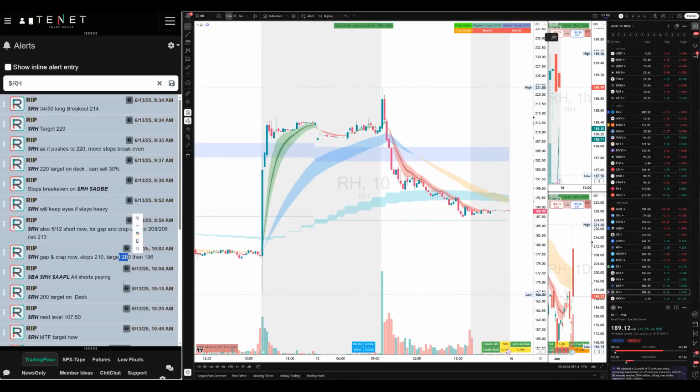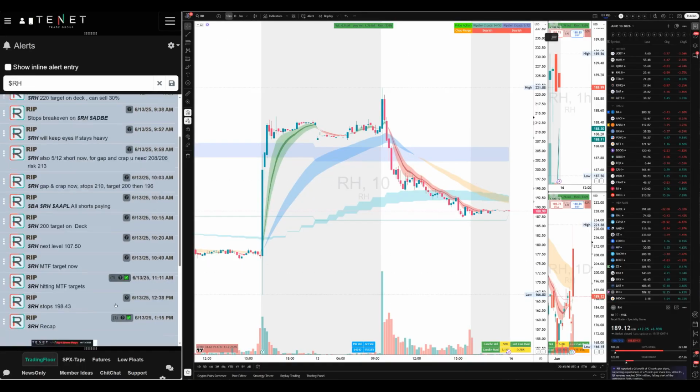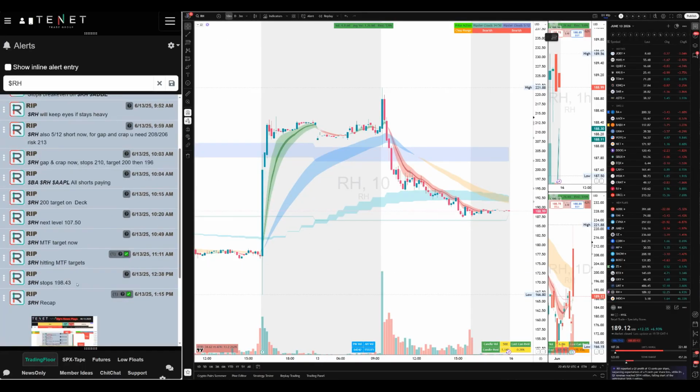And look at the $10 move. We hit that target within the next 2-3 candles, and the next target I gave was 197.50, and then we hit that as well. Sorry, I missed the 9 there. So we hit that 197.50. No need to cover. Still hold. Gave the 198.43 stops.